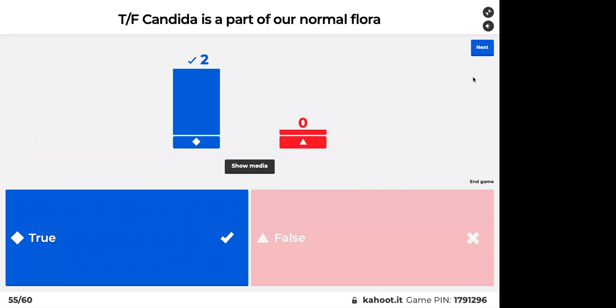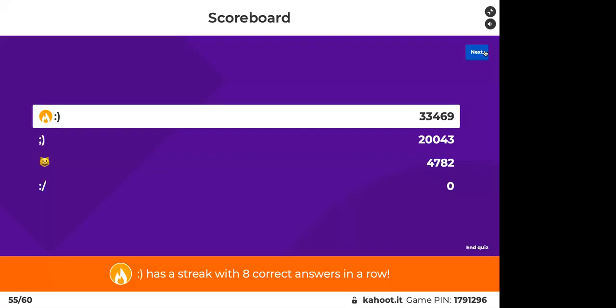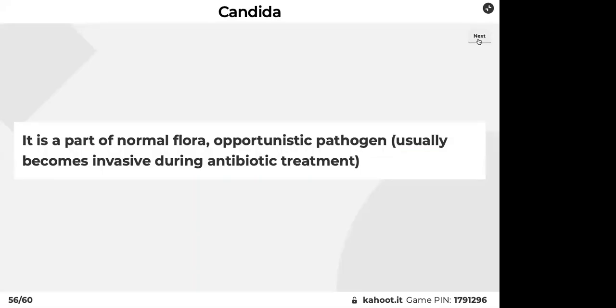Yep, so that's true. You guys got that. Another point, it's important to remember that Aspergillus is not a part of our normal flora. I remember noting that last year. But Candida is a part of our normal flora, but it can cause an infection if you have what do you call it? Sorry, just had a mind blank. But that's okay. It's part of the normal flora. That's all you need to know. It's an opportunistic pathogen, that's what I was trying to say, and it can become invasive during antibiotic treatment.